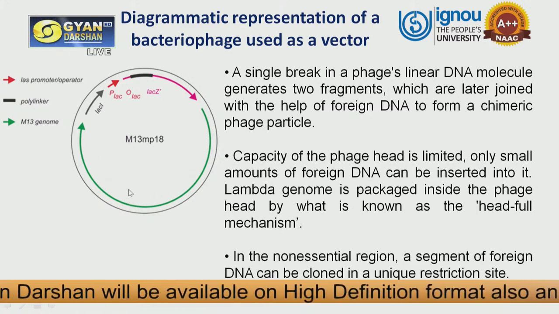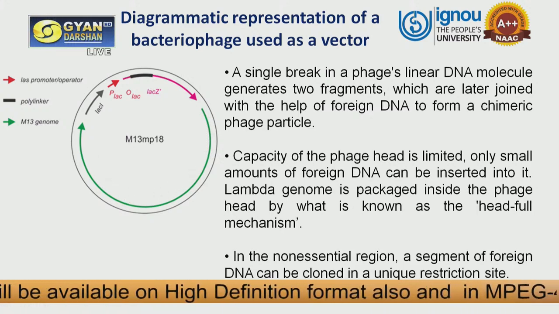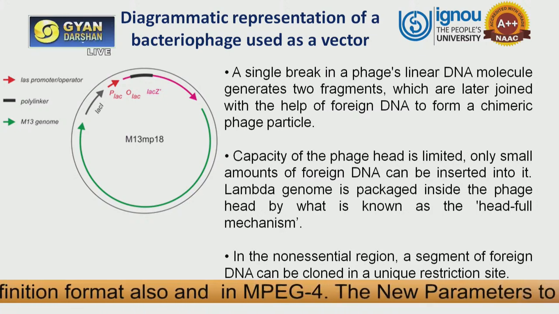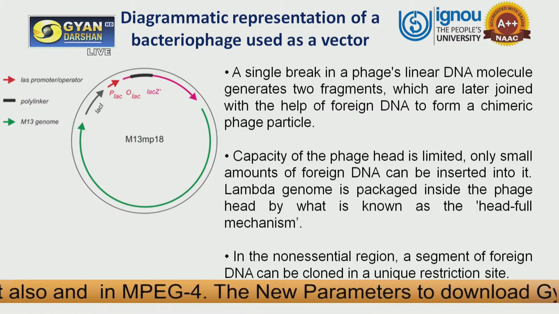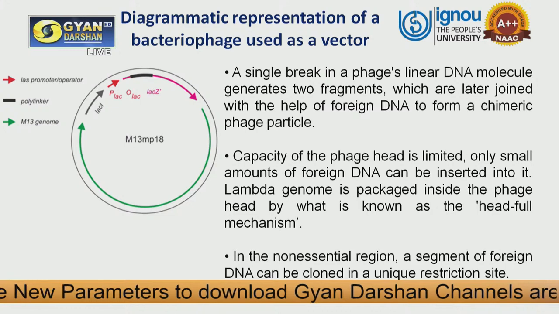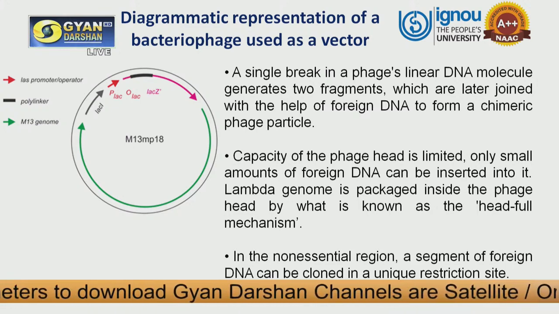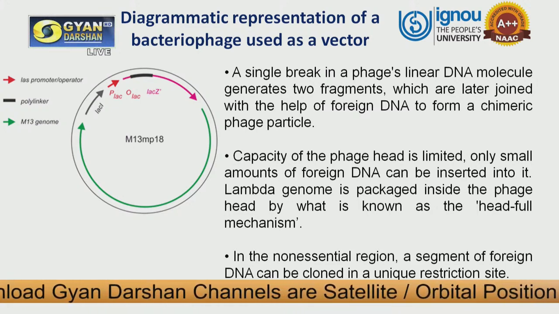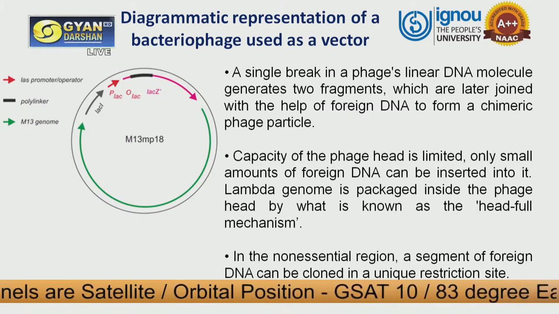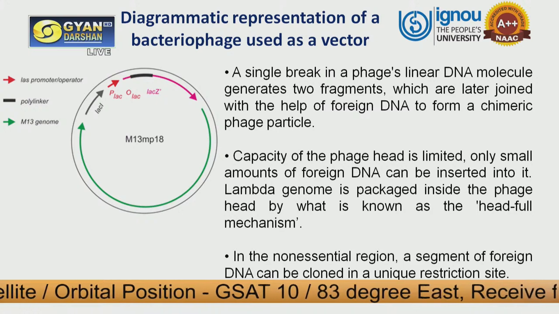So a single break in the phage linear DNA molecule can generate, suppose this DNA is a linear molecule, if you cleave this DNA once, what will result? It will result in two fragments, which are later joined with the help of foreign DNA to form a chimeric phage particle.